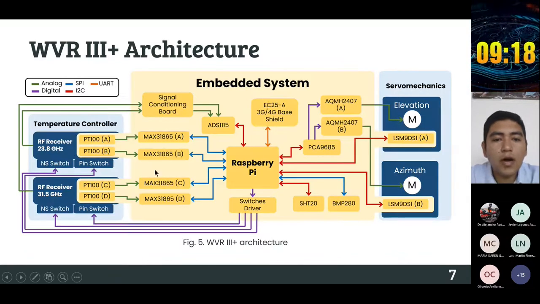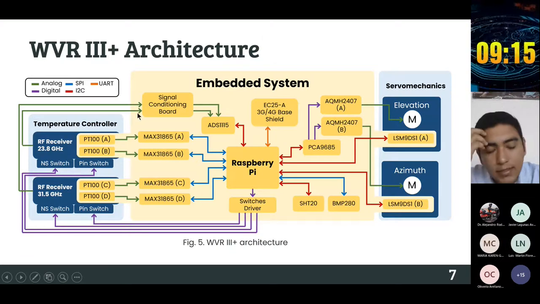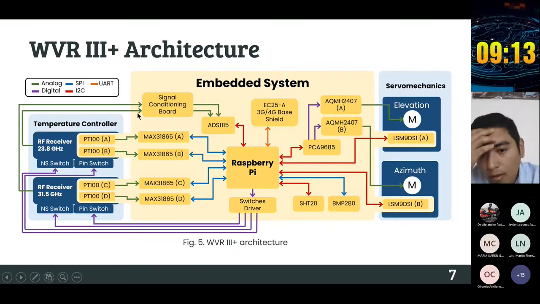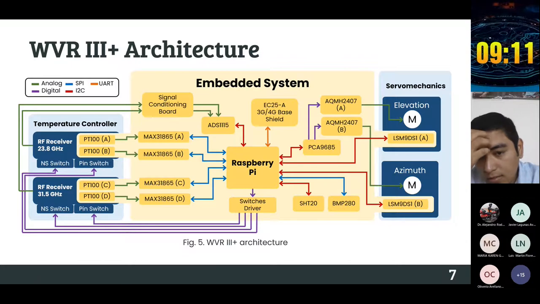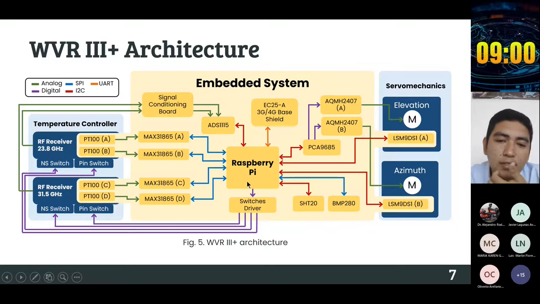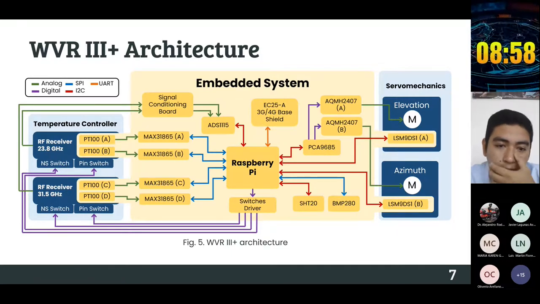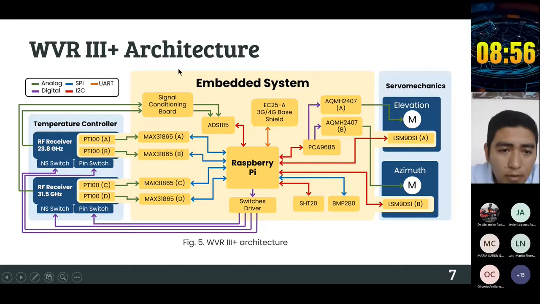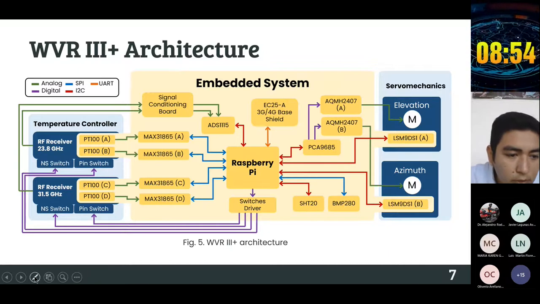So this is our architecture based on the last features, and it is now implemented in this new radiometer. As you can see, it is centralized in a single board computer. In this case, it is a Raspberry Pi that has several components connected. Let me show you with a laser.